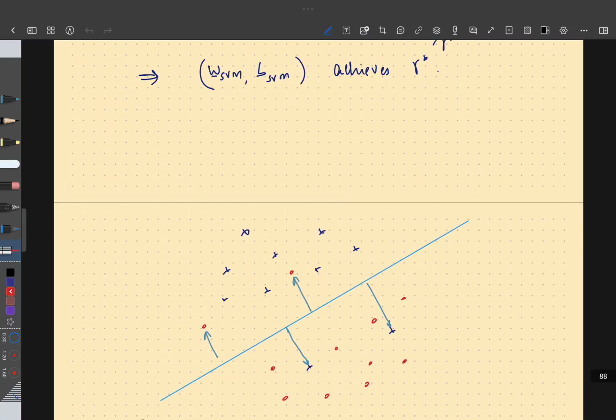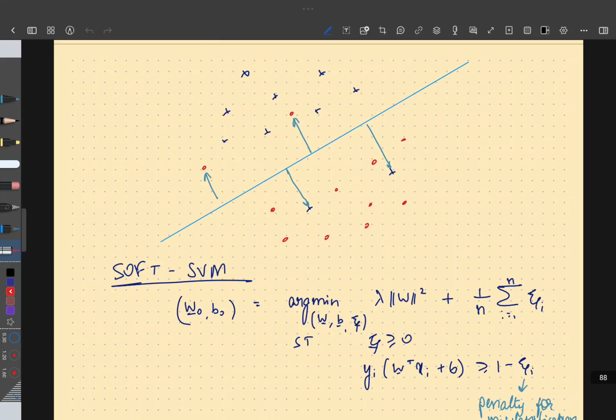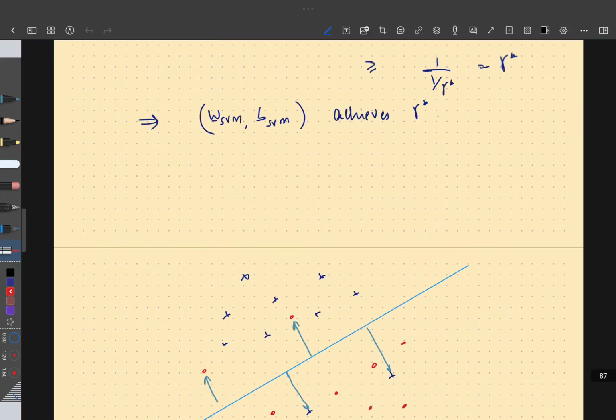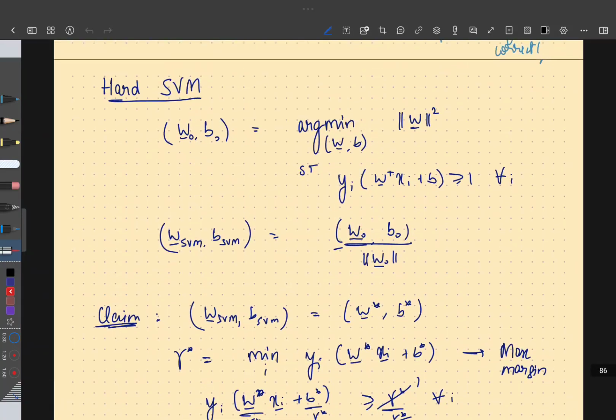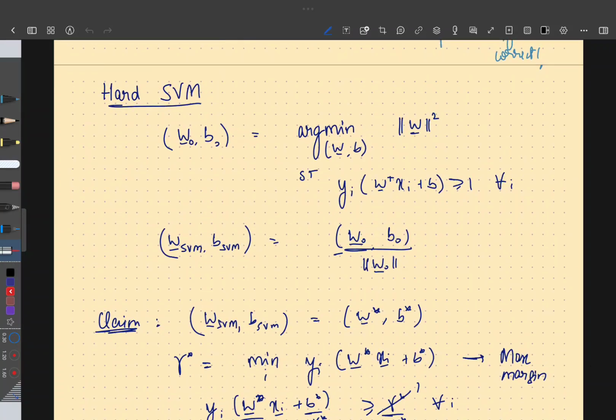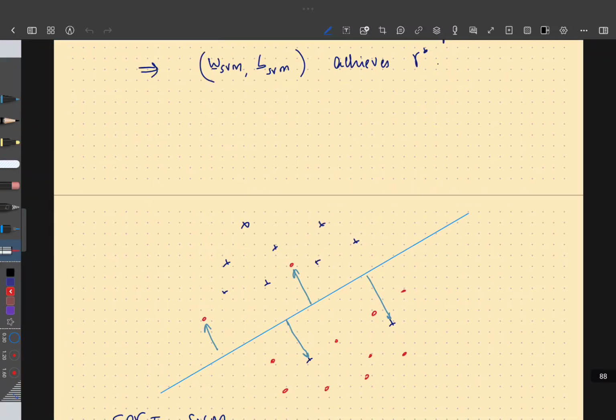Towards the end of last class, I also talked about the Soft-SVM algorithm. But even before that, let's see why these are called support vectors. Why is the name support vector machine? That essentially comes from the following analysis of the solutions to the optimization problem. So you can use the KKT conditions. After all, we have a convex optimization problem.